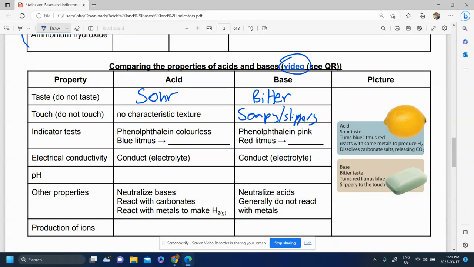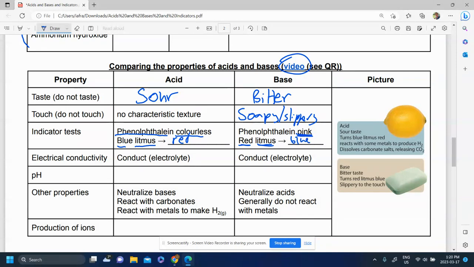They also differ in terms of their indicator tests. So indicators are chemicals that change color when you put them into different chemicals. Phenolphthalein is a special indicator. It's actually colorless in acids, but when you put it in a base, it turns pink, and we've seen that in demos before. Another indicator is called litmus. There's two types of litmus. There's blue and there's red. If you have blue litmus and you put it into an acid, it becomes red. If you have red litmus and you put it into a base, it becomes blue.